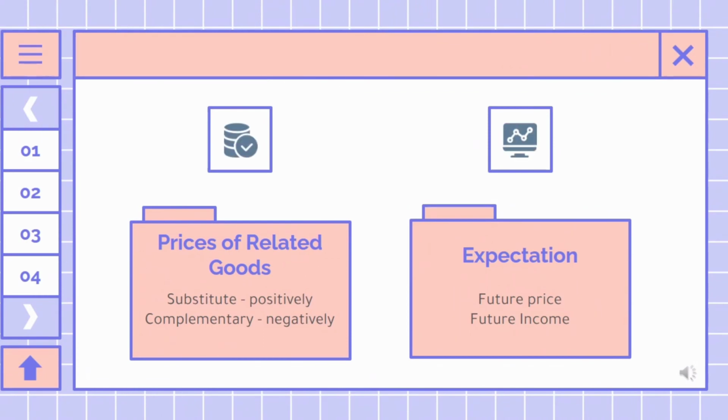Next is prices of related goods. Substitutes are positively correlated with a change in the price of related goods, such as Coke and Pepsi, while complements are negatively correlated, such as printers and ink cartridges. Last is expectation. If future price and future income are expected to increase, it can cause current demand to increase.